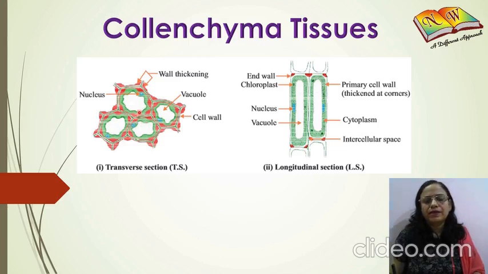Also, the cells are living in nature. They have a nucleus and they also have a vacuole in the center. Cytoplasm is present and the intercellular spaces are highly reduced. This tissue is mainly responsible for providing flexibility to the plant, and for that reason it is found in the stalks of the leaves, where a lot of bending and flexibility is required to prevent the leaves from falling off due to the wind. It is also present in the stem to impart strength to the plant so that it can withstand the strong currents of wind and other environmental factors.